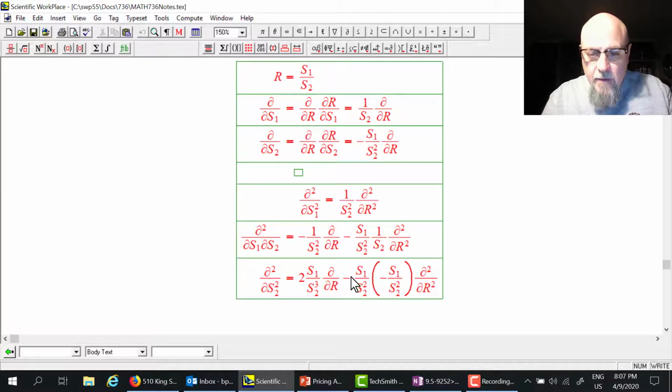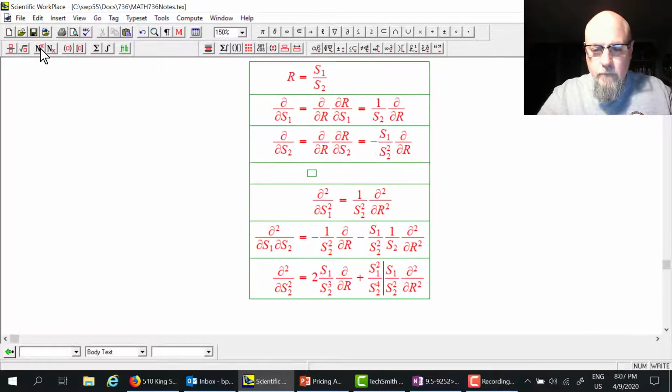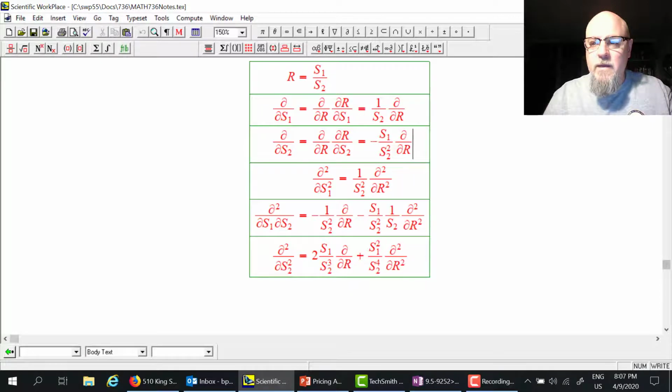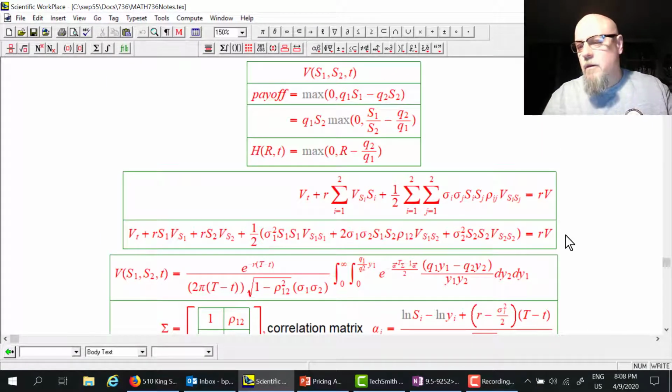All right, let's clean this up. It's a negative and a negative. That makes that a positive. And this is to the fourth. And that's S1 squared. Okay. There's our second order partials and our first order partials. So we're all set now. We've got all the pieces that we need to substitute into this Black-Scholes equation. Right, I can substitute in for all these partials.